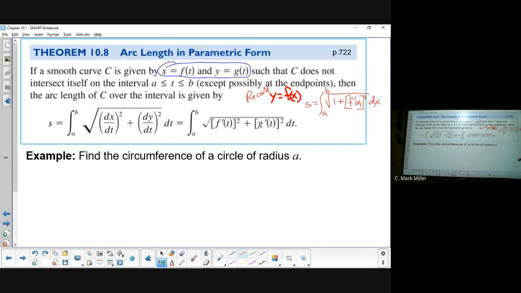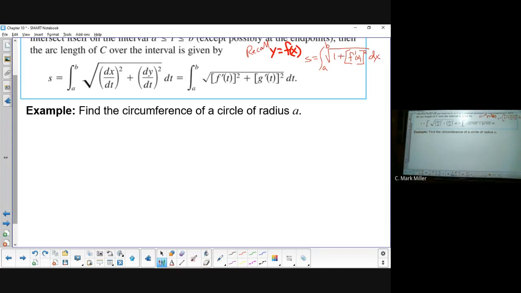Find the circumference of a circle of radius a. Well, the hardest part here might be just finding the equation, but we've done that. That's one benefit of going through that cycloid, is we came up with x of t equals cosine t, y of t equals sine t. And something that's important, if you let t go unbounded, that keeps going around the circle. It's going to have an infinite length, right? You just want one trip around the circle.